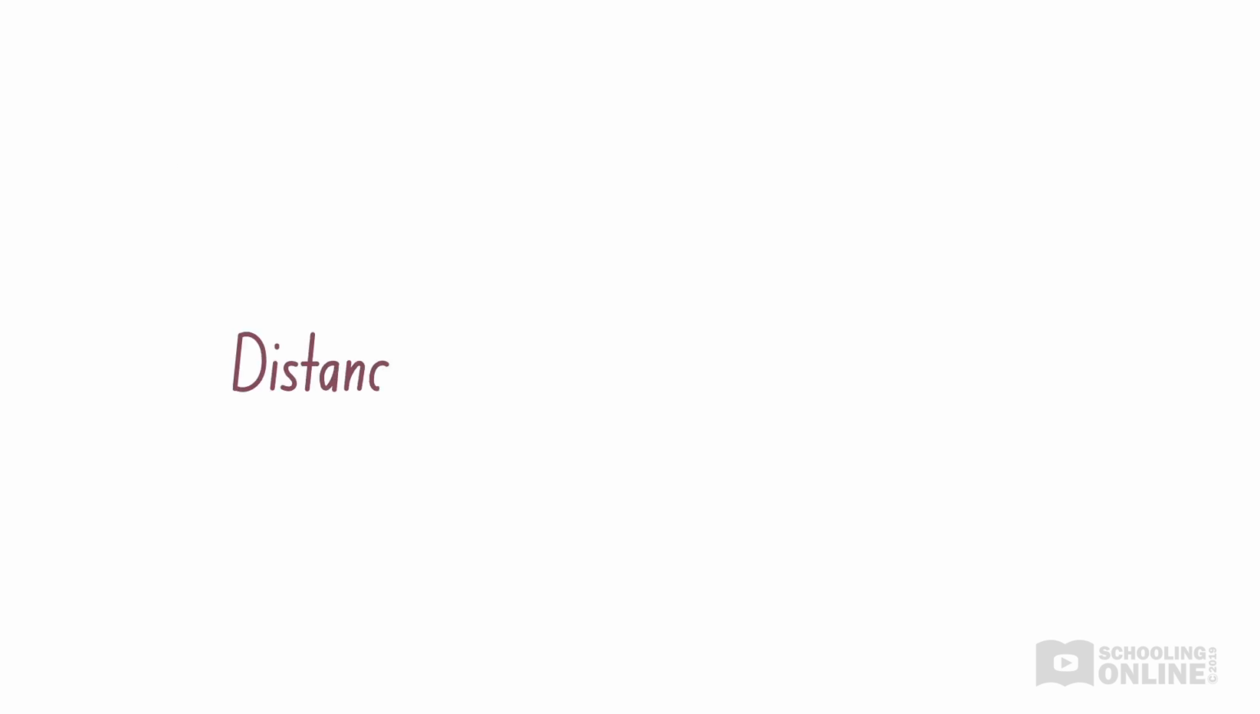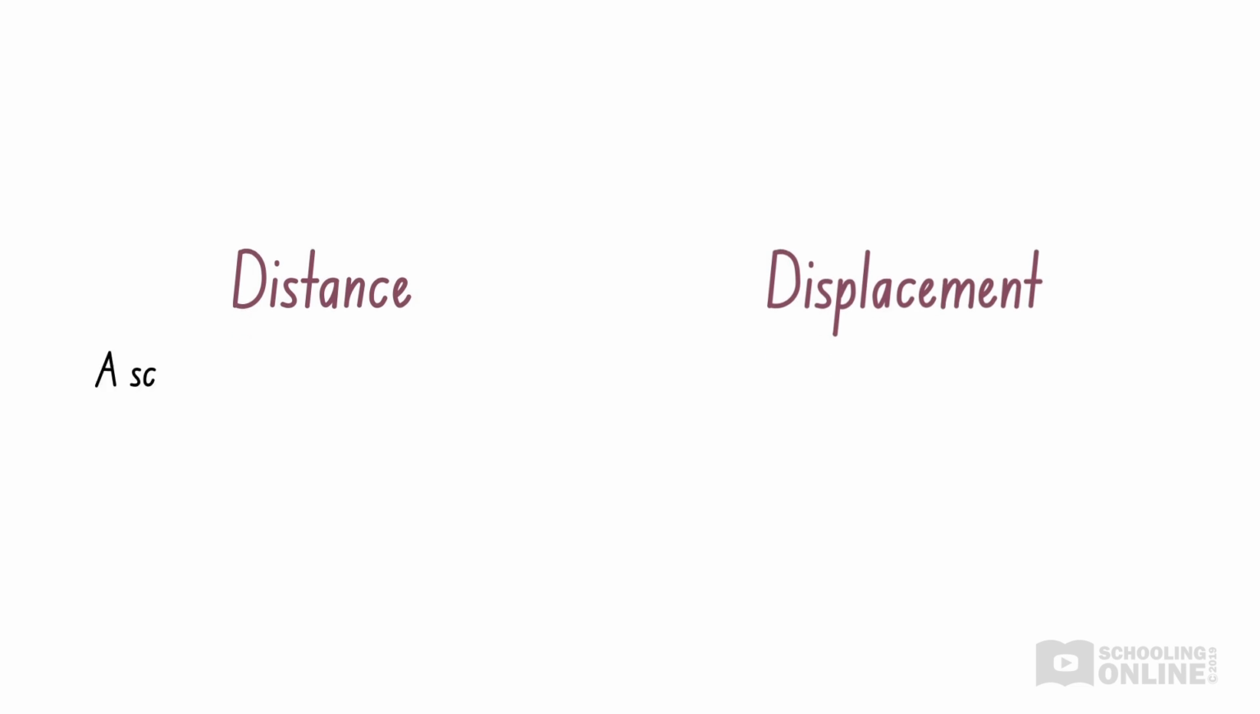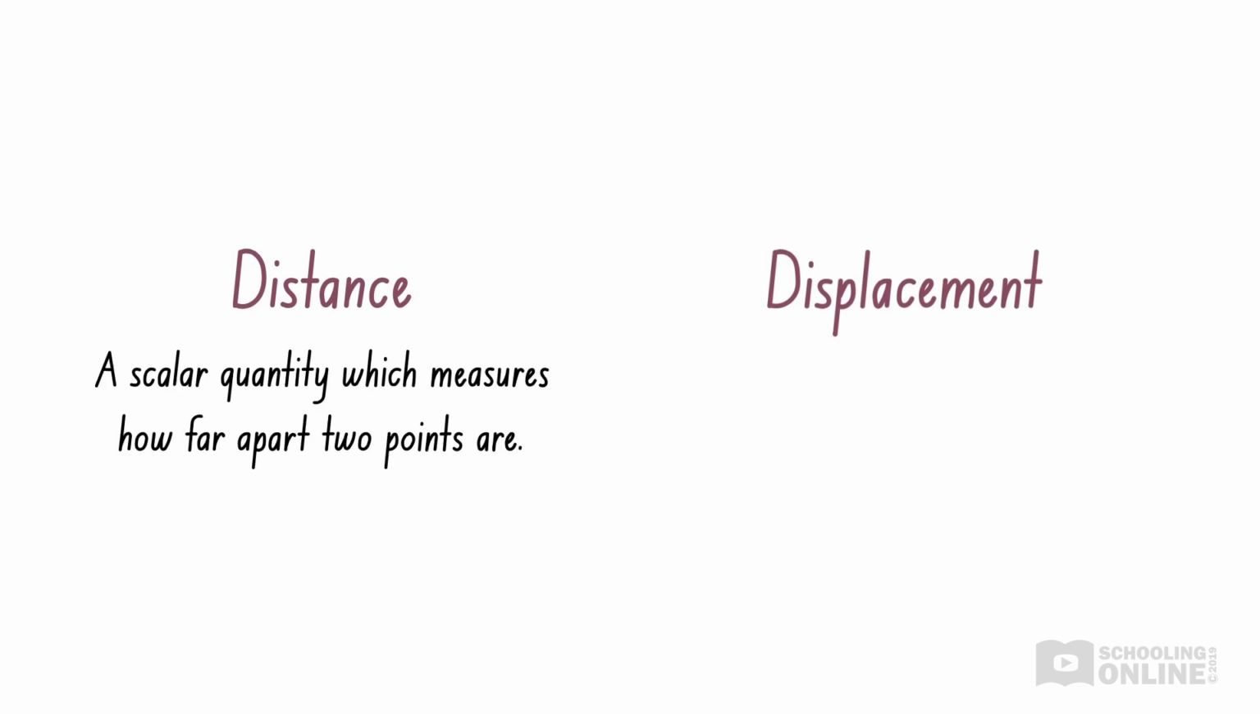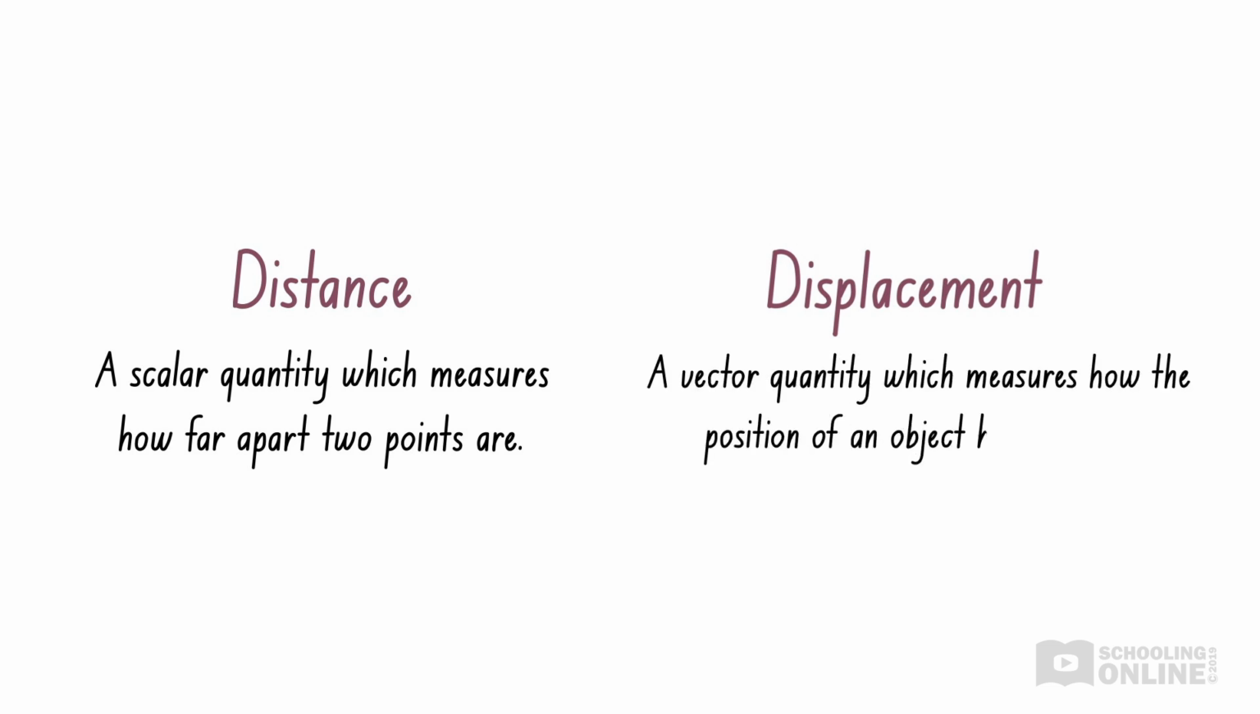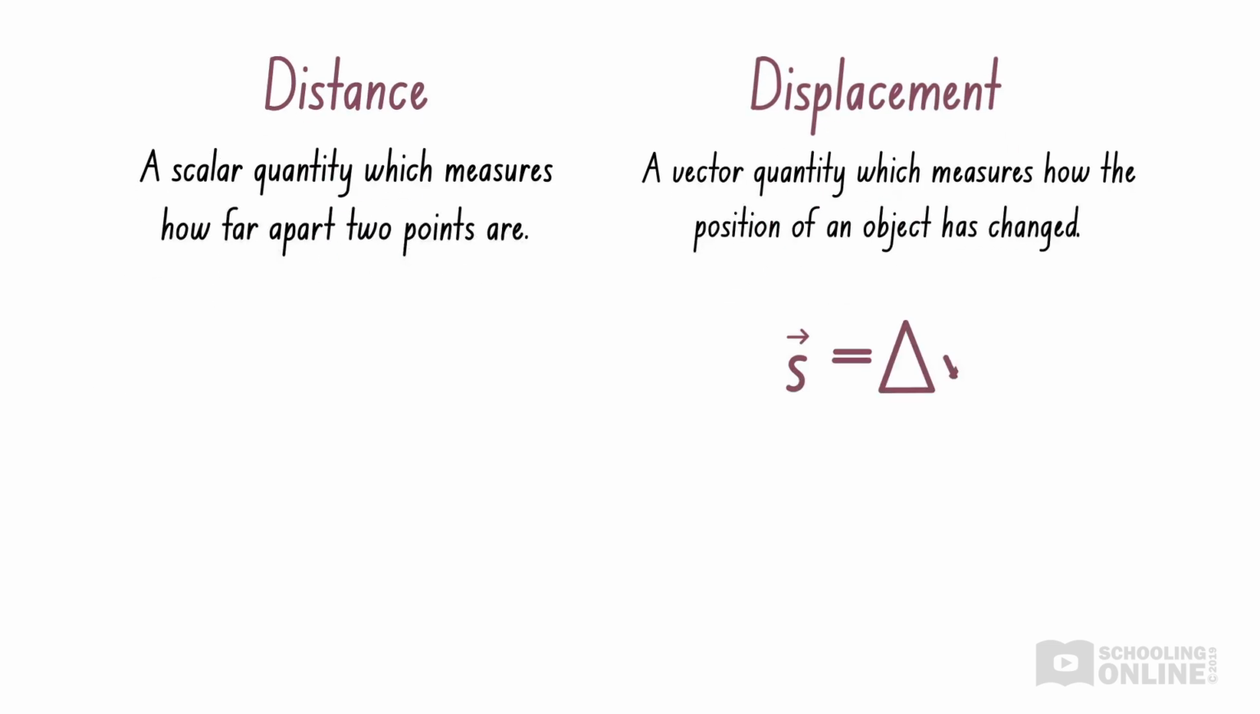Let's begin by revising the definitions from the previous lesson. Distance is a scalar quantity which measures how far apart 2 points are. Meanwhile, displacement is a vector quantity which measures how the position of an object has changed. We can represent this using an equation where delta x means change in position.